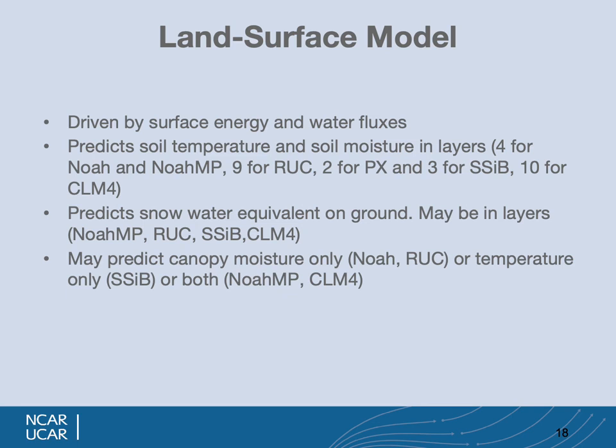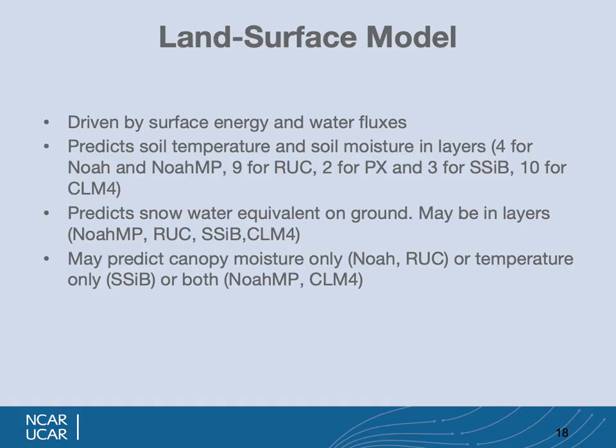So the land model is driven by surface energy and water fluxes. It predicts soil moisture and soil temperature in 4 layers. For NOAH or NOAH-MP, RUC has 9, Pleim-Xiu has 2, Simple SIB has 3, and CLM4 has 10. So different numbers of soil layers, different depths.